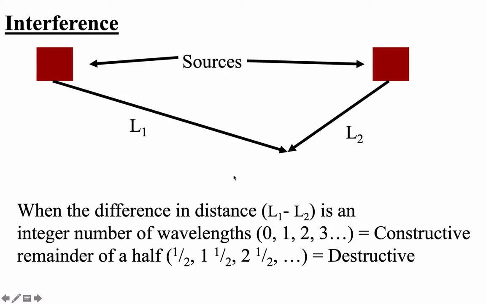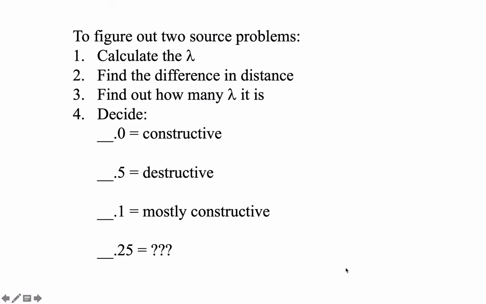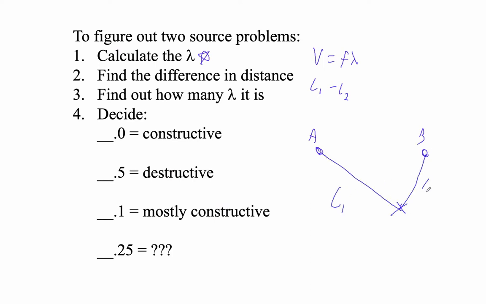But anyway, this is the general rule, right? If it's an integer number of wavelengths, it's constructive. If it's a remainder of a half, it's destructive. So step by step, this is what you do. Calculate the wavelength if you haven't. Probably you'll use v = fλ. Figure out the difference in distance. That's just L1 minus L2. So let's say you're at speaker A, speaker B, and you're here. This is L1 and maybe this is L2.